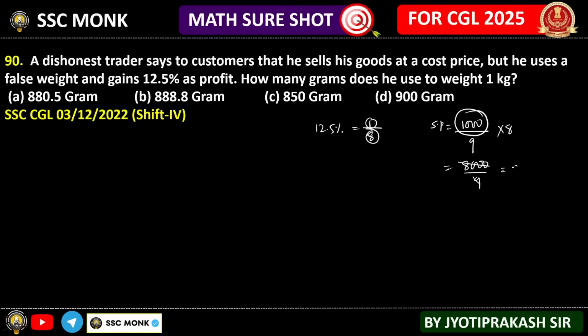So 9 8s are 72. 80, 9 8s are 72. 888.8 gram. So see, this is the cost price. Okay, now this cost price means what? See, we are considering 1000 grams cost price 1000. So this is the actual weight with which he is making the fraud.